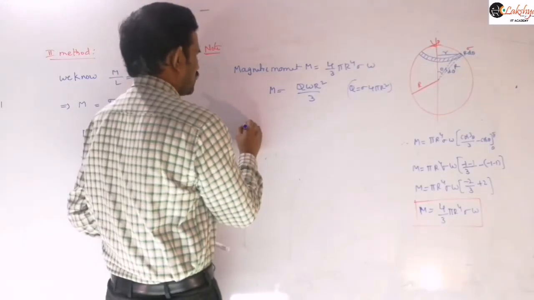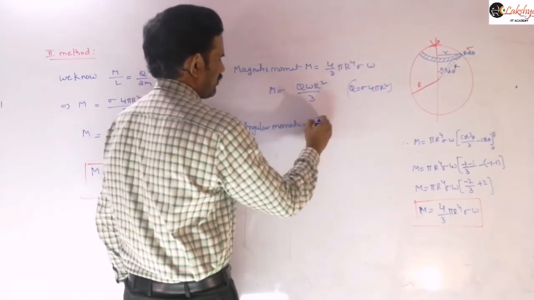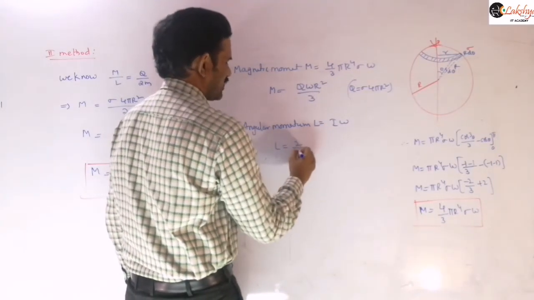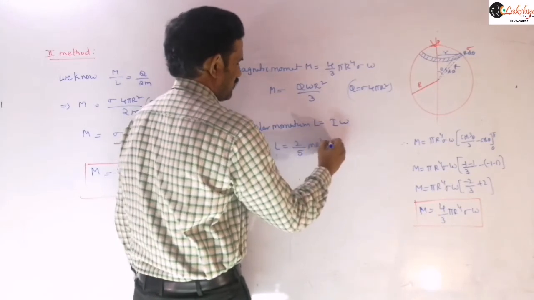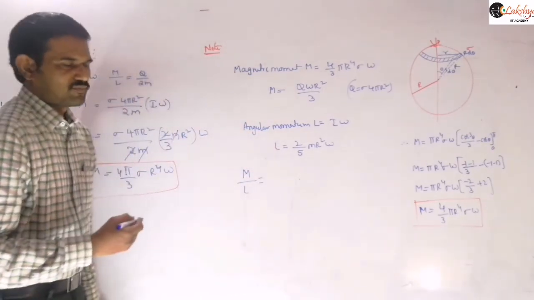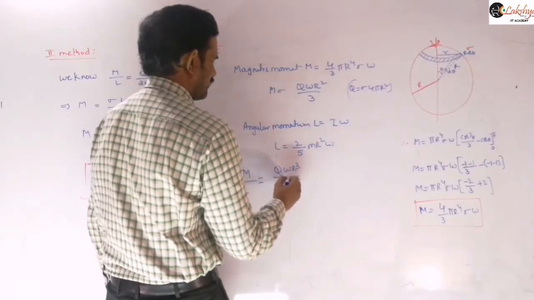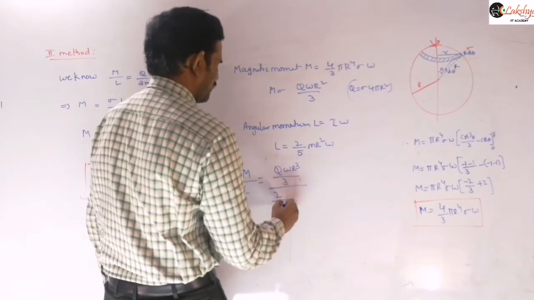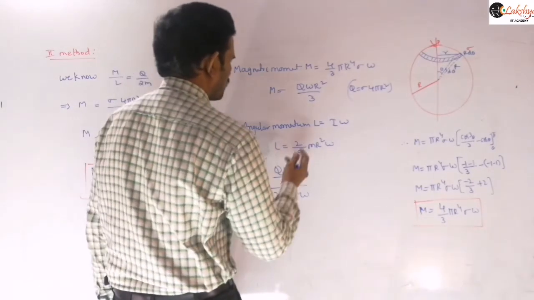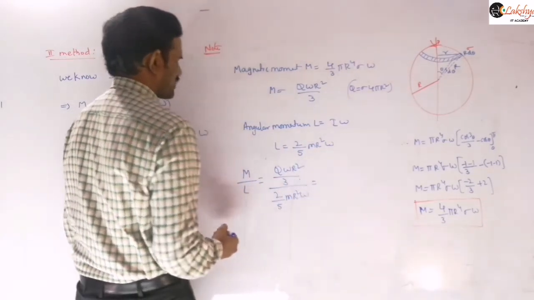Now the angular momentum we need to write here. That angular momentum L is equal to I omega. Therefore this I is nothing but, for a solid sphere, 2 by 5 m r square, into omega. So now let us write this ratio here. M by L is equal to Q omega r square by 3, divided by 2 by 5 m r square into omega, right? So then the r square and omega terms will be cancelled.